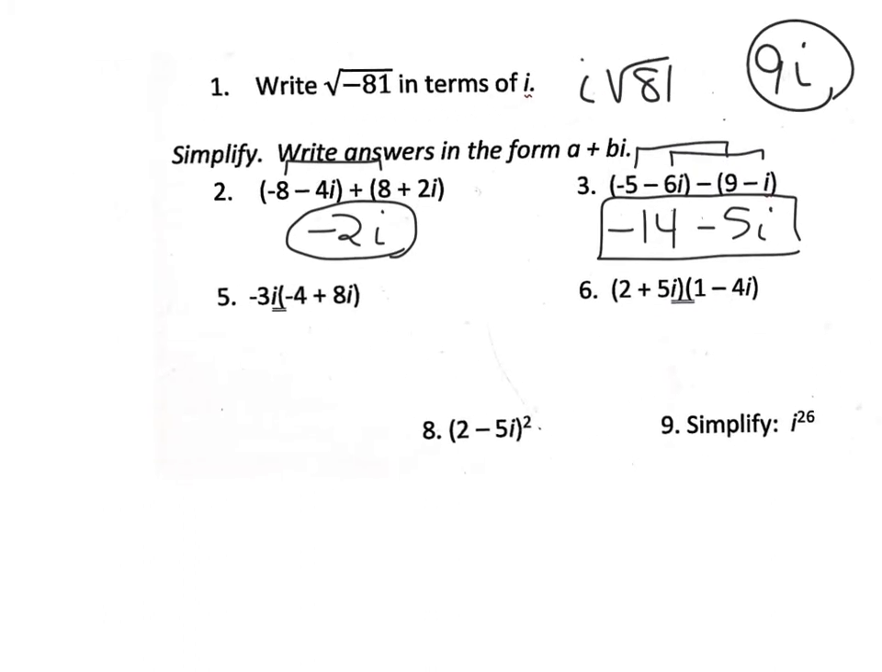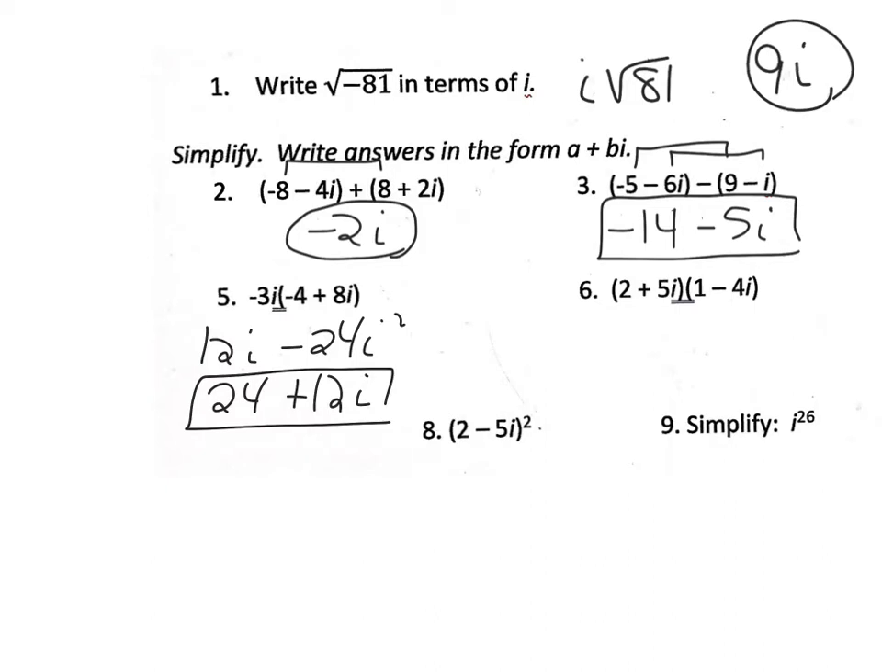Number 5, let's distribute right here. Negative 3i times negative 4 is 12i. Negative 3i times 8i is negative 24i squared. Again, don't leave the i squared. i squared is negative 1. It makes the negative 24 become positive 24. We're going to write it first. Always write your i second. 24 plus 12i. There's that one.